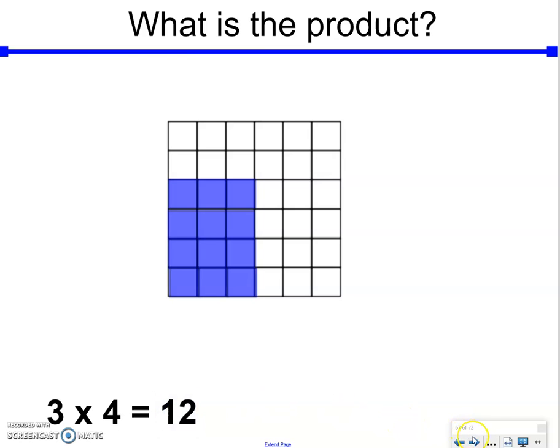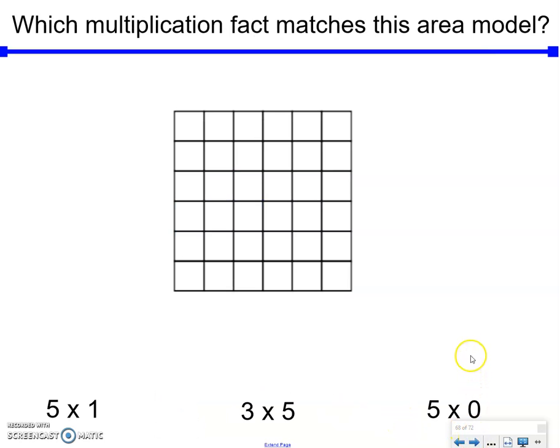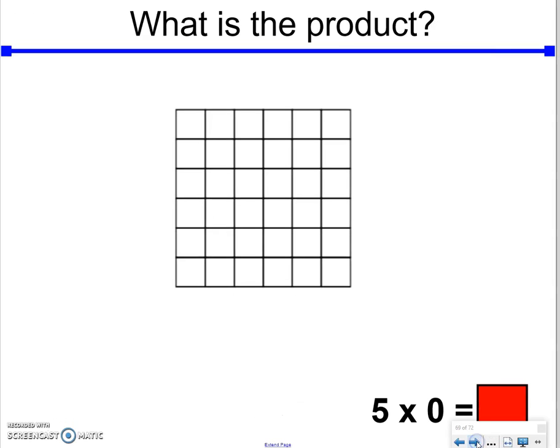The product is 12. Here's one last area model. Which multiplication fact matches this area model? You're right. This is a 5 by 0. There are 5 squares in each row, but there are 0 rows, so there really isn't a rectangle. What is the product of 5 times 0? Yes, 5 times 0 is 0. There isn't a rectangle, no space is covered, so the area of a 5 by 0 rectangle is 0. 5 times 0 is 0.